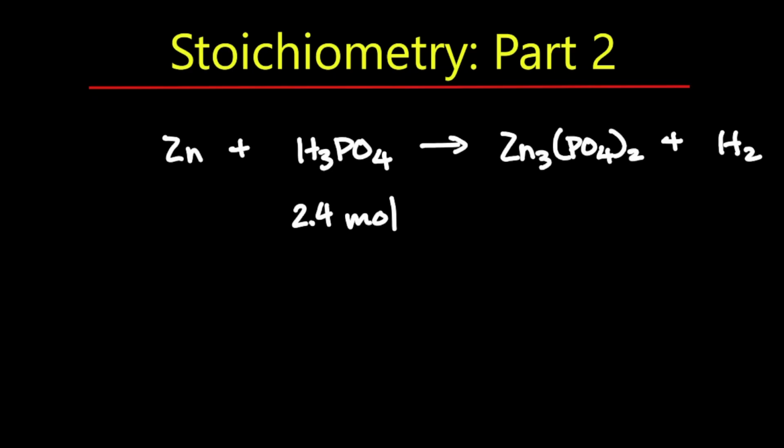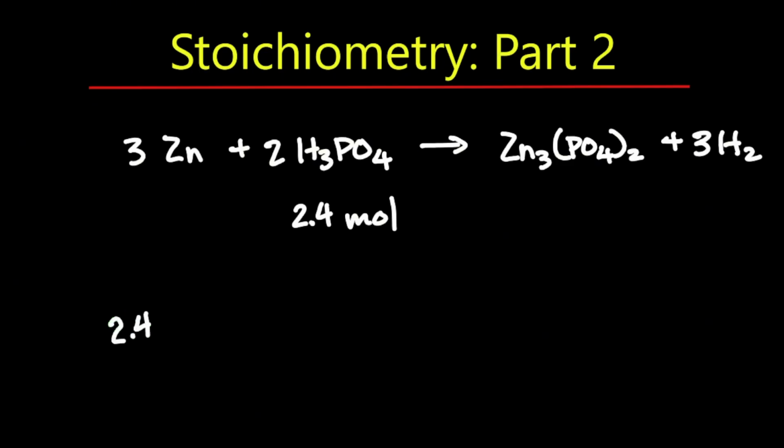Okay, the first step is to balance the equation. We need 3 zincs, 2 hydrogen phosphates, 1 zinc phosphate, and 3 hydrogens on the right. This is now the balanced equation. I'm not going to read it out because it's a little bit too complicated and I'm kind of lazy. I'm sorry.